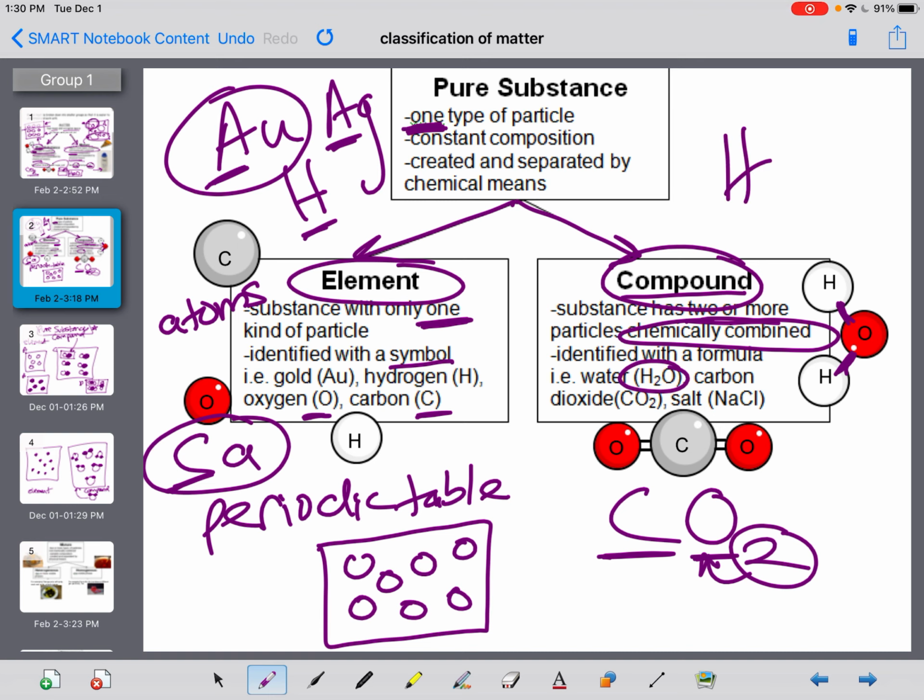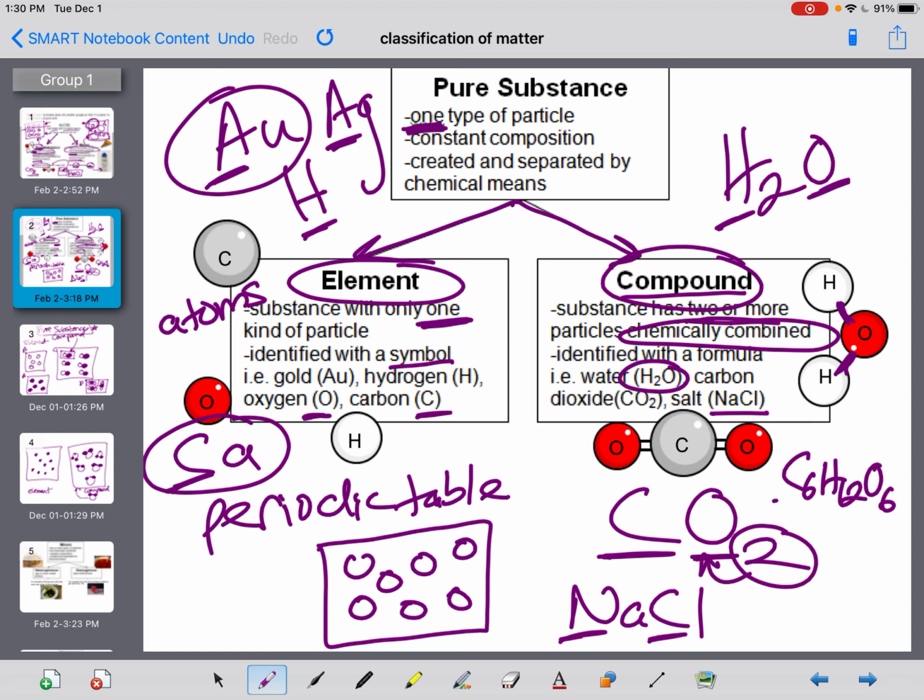But the point is, what makes this a compound is that it has hydrogen and oxygen together, right? Salt is another one, NaCl. There are two capital letters. And there could be more than two, right? So let's say we had a sugar. We have three capital letters. But as soon as you have more than one, you have a compound compared to an element.